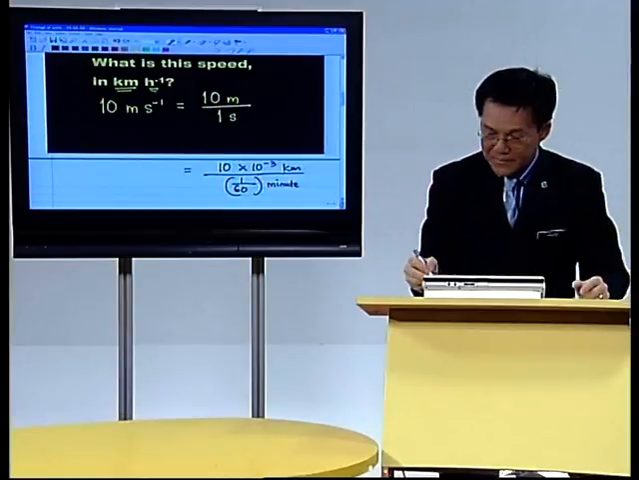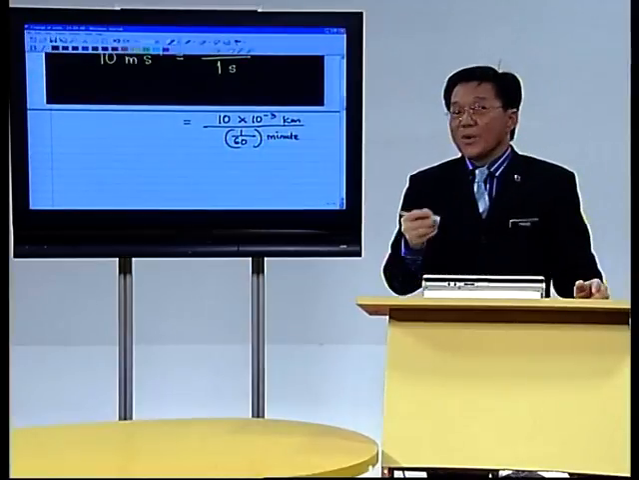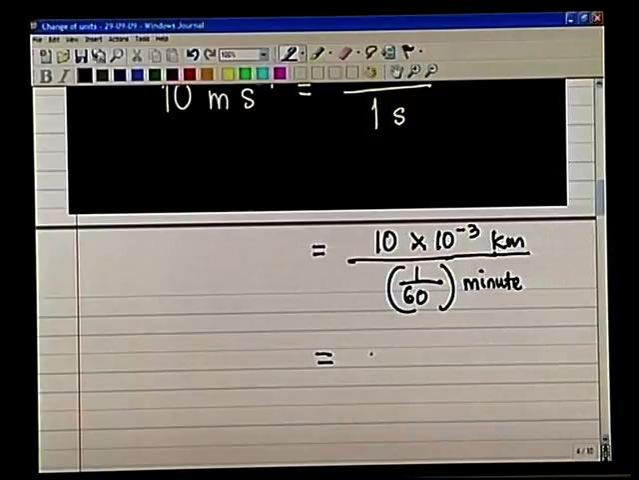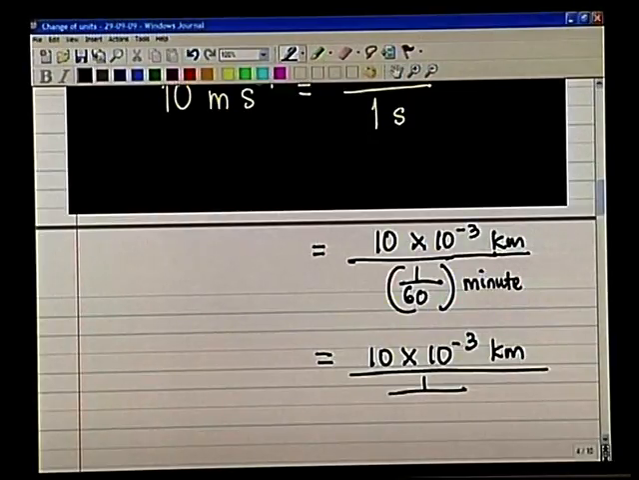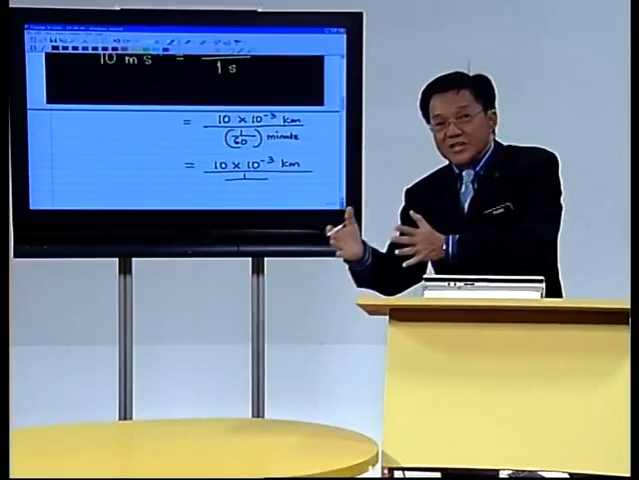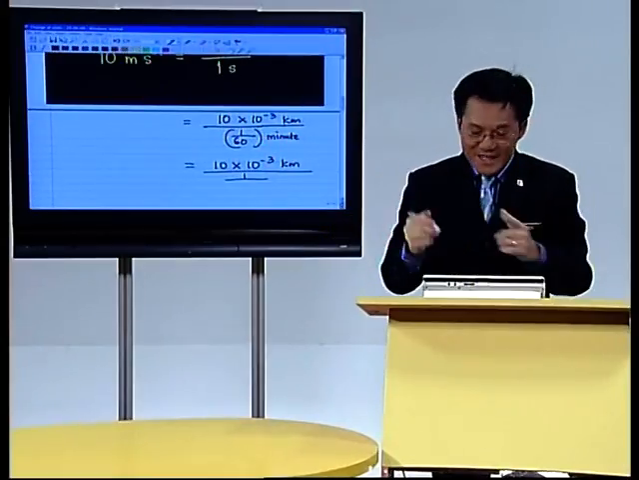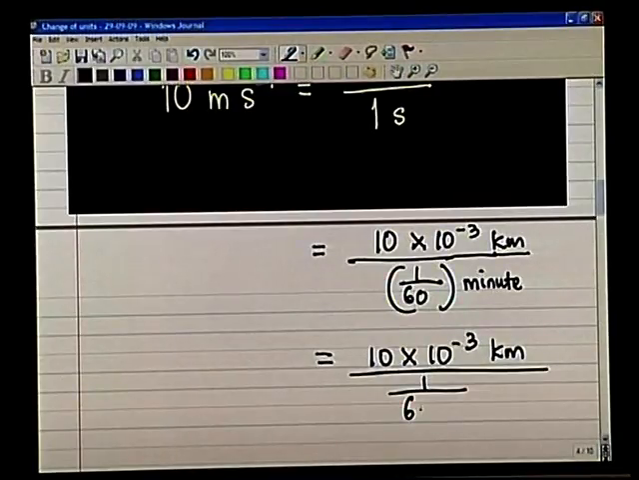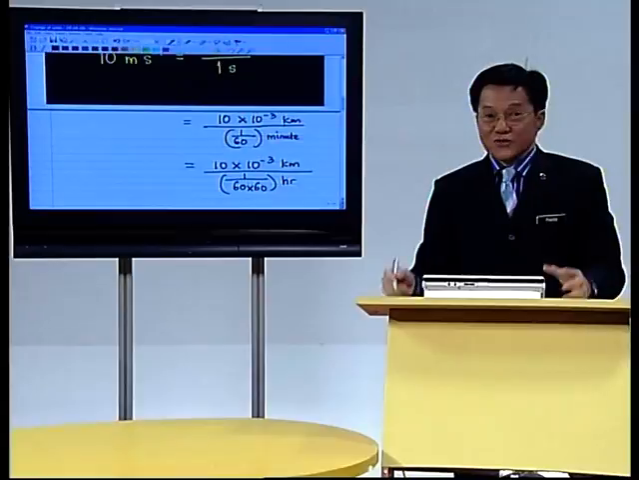That is my unit. Alright, but then what do I want? I want kilometers per hour. Okay, so another step. To change minute to hour, I have got to divide by 60 again because 1 hour is 60 minutes. So this is 1 divided by 60 and then I've got to divide it by 60 again. Alright, so this is kilometer and this unit is in hour. Alright, so far so good? Okay.